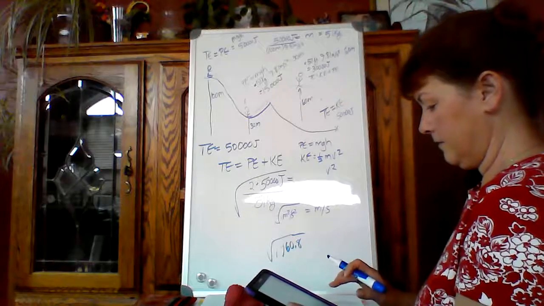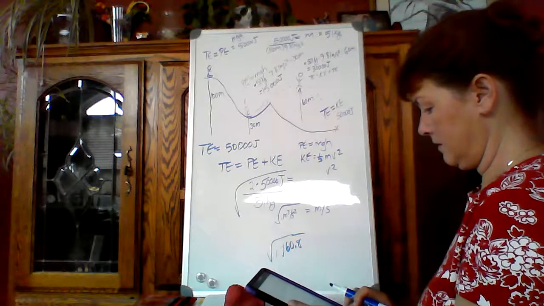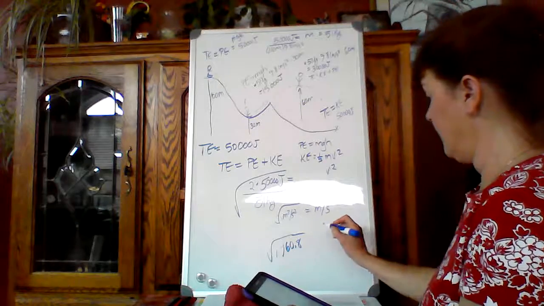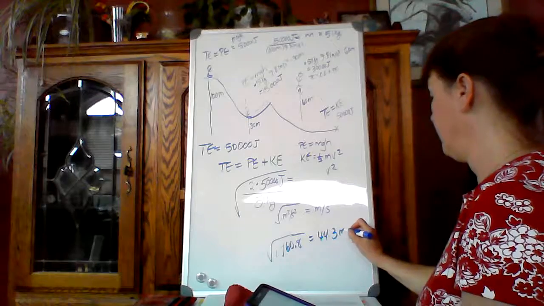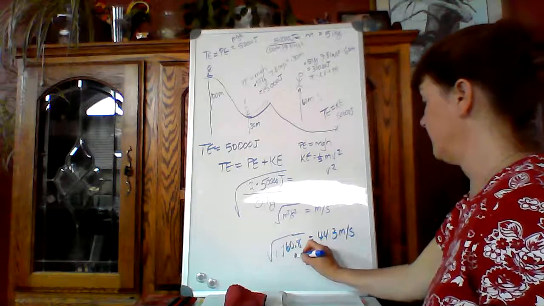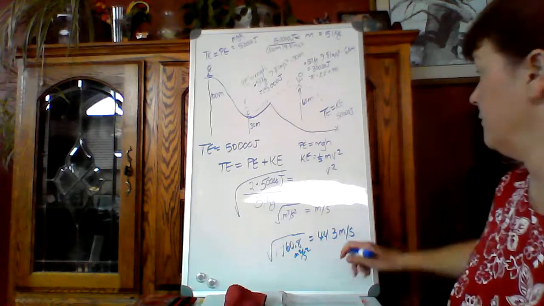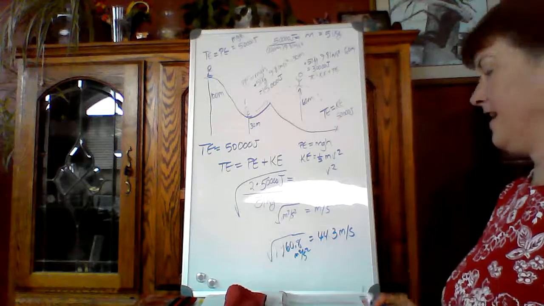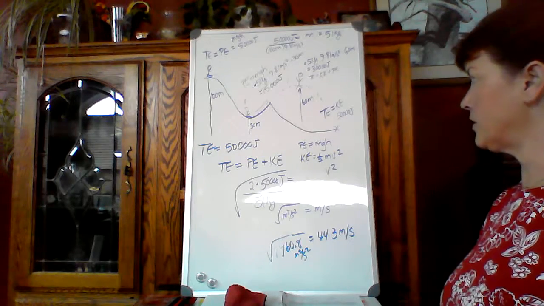And we'll take the square root of that, 1960, and that equals 44.3 meters per second. This, of course, is meters squared per second squared. So I had a pretty fast clip going down that hill. So I hope that makes sense to you.